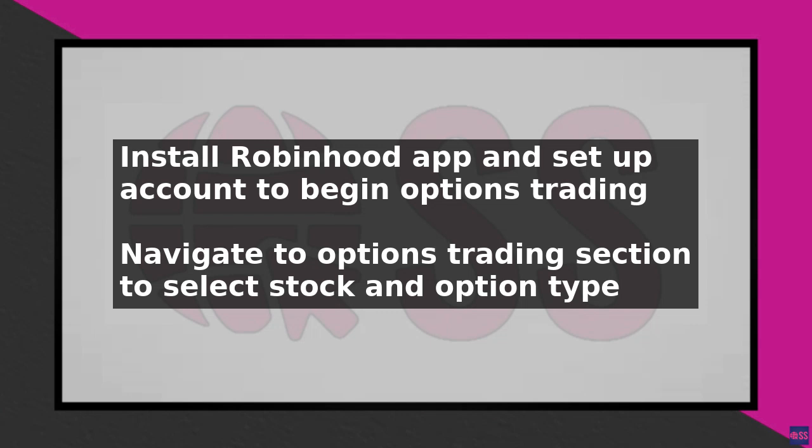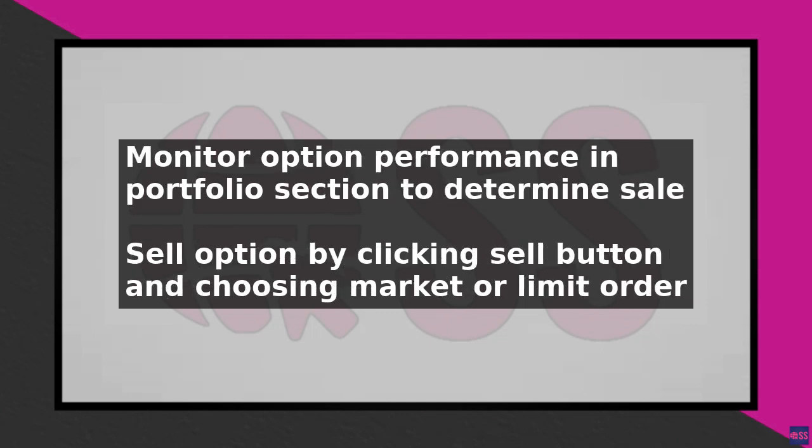First, navigate to the options trading section of the app. This can be found by selecting the stock you want to trade options on and then clicking on the Trade button. From here, select the Options tab and choose the type of option you want to trade, either a call or put. Once you have bought an option, you can monitor its performance in the Portfolio section of the app.